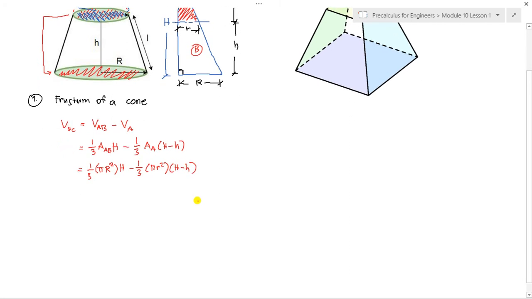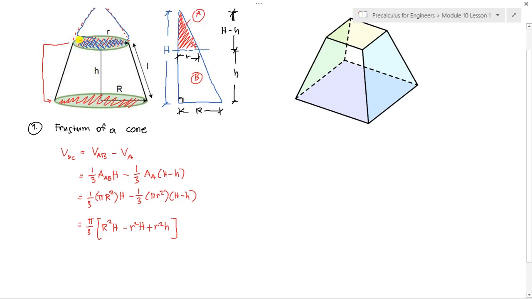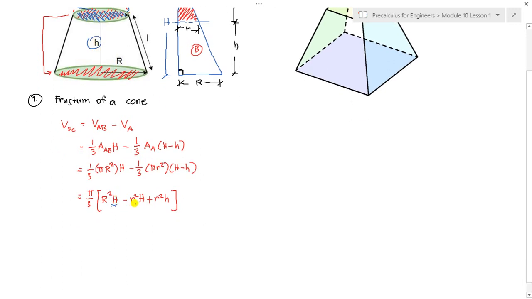Here, we can actually factor out 1/3 pi, so it is pi over 3. Then what's left here is capital R squared H, minus small r squared H, plus small r squared h. So that is it, and since the given here is only small h, meaning we need to eliminate this capital letter H, because the given in the first term is only this small letter h. Okay, this small letter h only. So meaning, we're going to eliminate this capital H from the formula we derived.